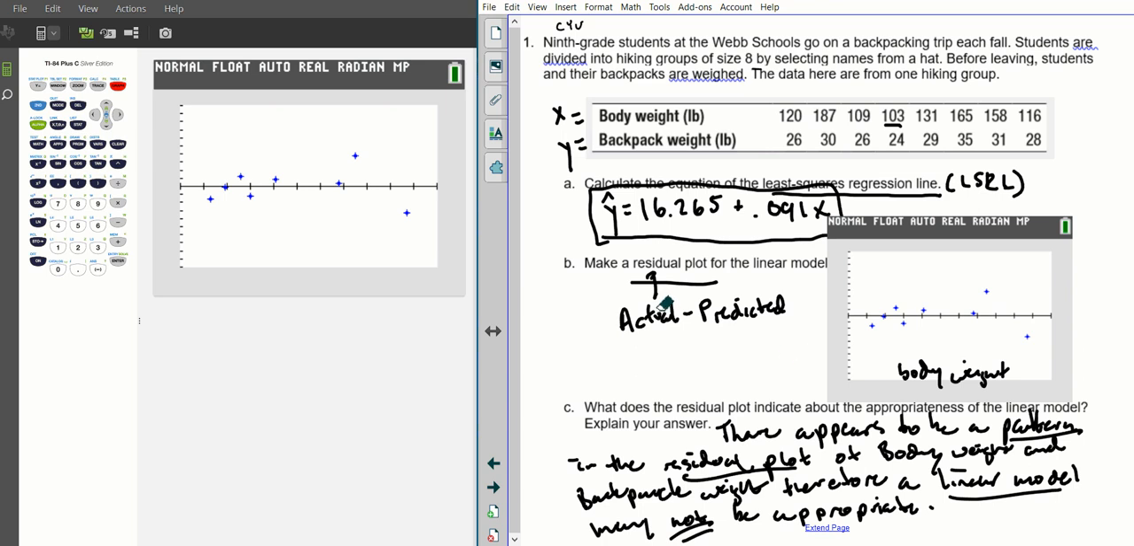And it doesn't appear to be any specific pattern in the residuals. Well, that is how we use a TI to find our least squares regression line, how we can create a residual plot and find the residuals using our calculator, and also what we're looking for to determine if it is an appropriate model for a line or not.